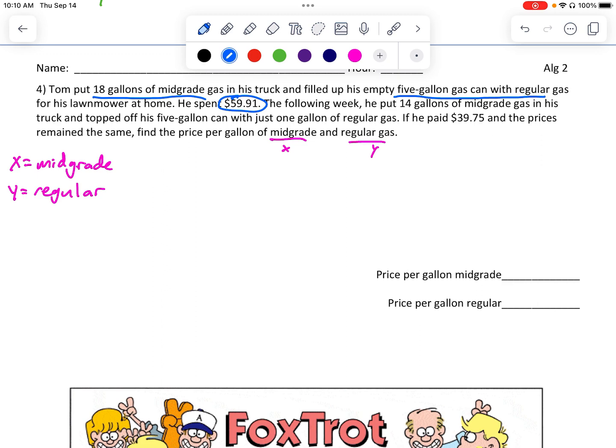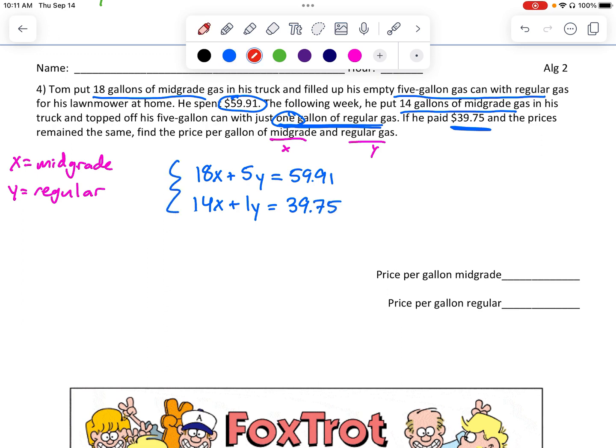Okay, so we can use that to make an equation. So 18 mid-grade plus 5 regular equals 59.91. And then he put 14 gallons of mid-grade and topped off the 5-gallon with 1 gallon of regular. So be careful, it's 1 gallon, and paid $39.75. So we've got 14 mid-grade plus 1 regular equals $39.75.